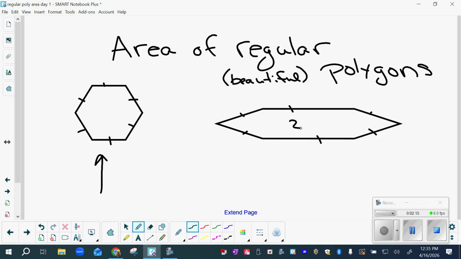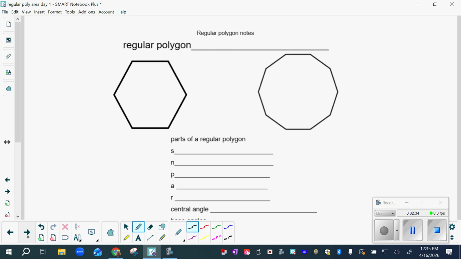Some of them will have 6 sides, hexagons. Some of them will have 8 sides, octagon. Some of them will have 10 sides, decagon. Some of them will have 4. And you know what his special name is? Square, right? Because a regular polygon is very beautiful and special because he has, write this down, equal sides and equal angles. That's why we love him, because everything's perfect, right?